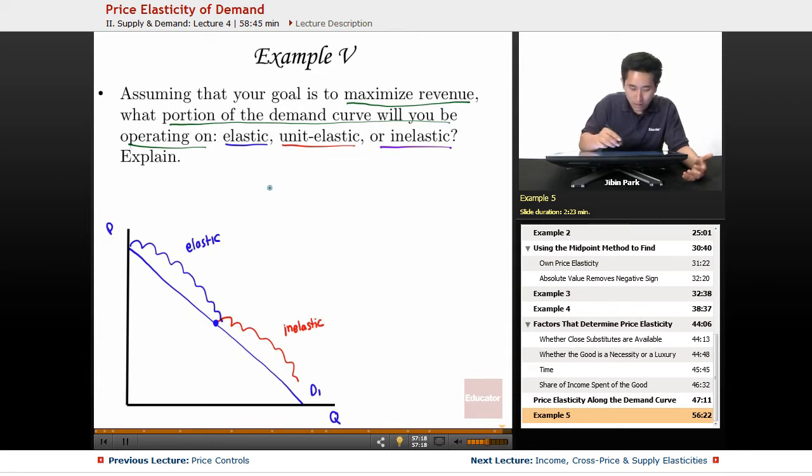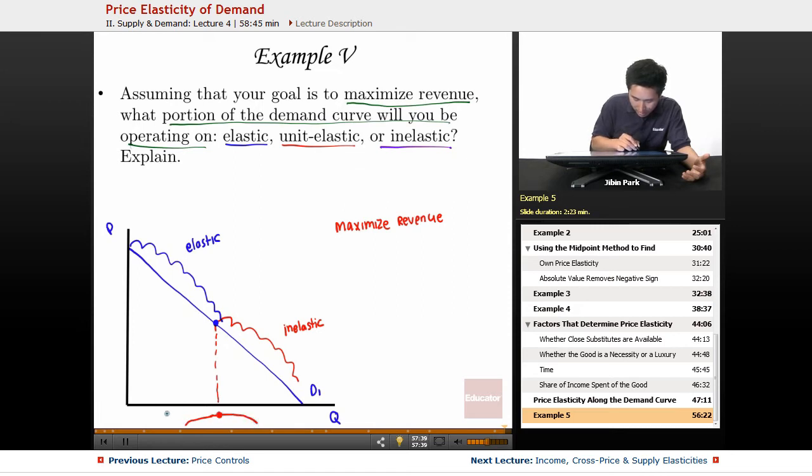Now, basically, your goal is to maximize revenue. And so you don't really have to draw the graph that's going to be underneath, but there's going to be a graph here on the bottom, and this represents the total revenue. So if you're operating on the elastic portion of the demand curve, then you want to lower the price to try to maximize revenue. Similarly, if you're on the inelastic portion of the demand curve, then you want to raise the price to maximize revenue.